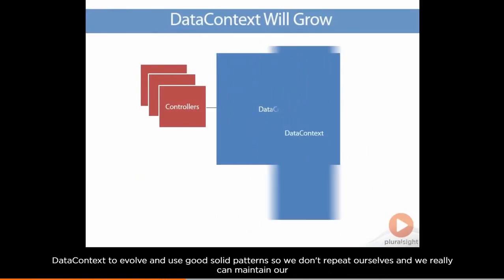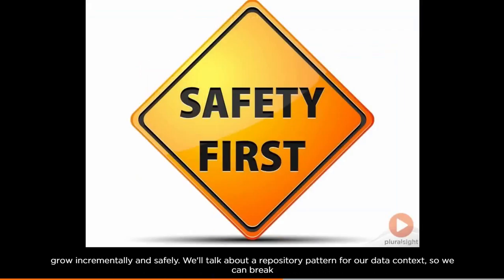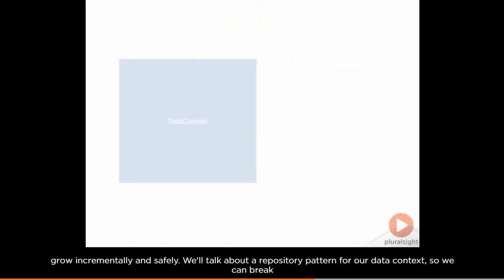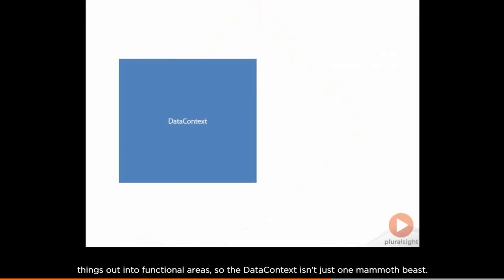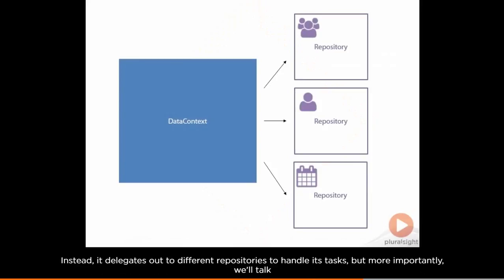So it's important for that data context to evolve and use good solid patterns so we don't repeat ourselves and we really can maintain our application over time. So in this module, we'll talk about how we can make the service, the data context, grow incrementally and safely. We'll talk about a repository pattern for our data context so we can break things out into functional areas so the data context isn't just one mammoth beast. Instead, it delegates out to different repositories to handle its tasks.